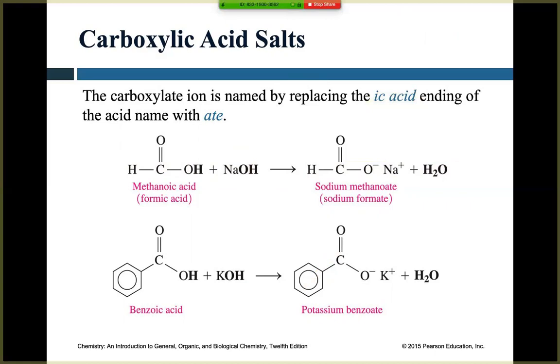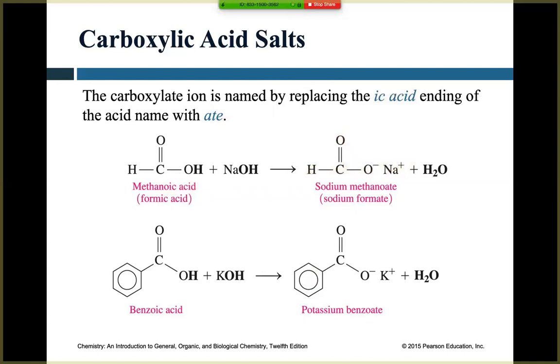So how do I name that compound? It used to be methanoic acid. It's no longer carboxylic acid. Instead, it's a carboxylate salt. And so the way I change the name is I remove the ic acid and I replace it with ate. And since now it's also an ion, I need to name the cation. In this case, it's sodium. So it becomes sodium methanoate. It used to be methanoic acid reacted with sodium hydroxide to form sodium methanoate.